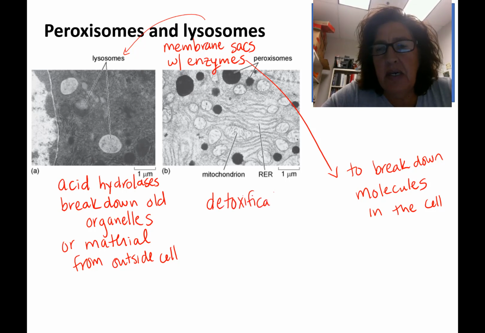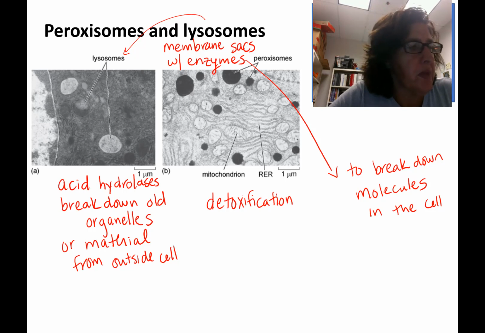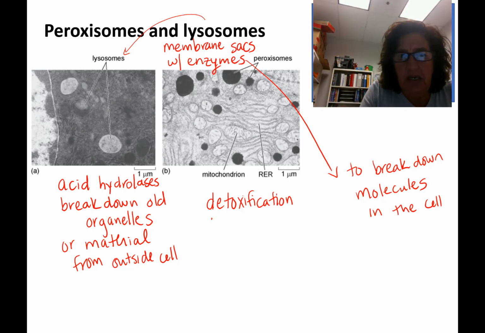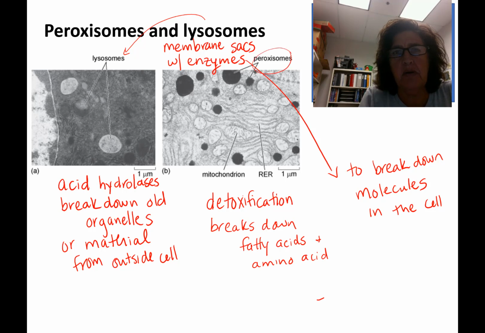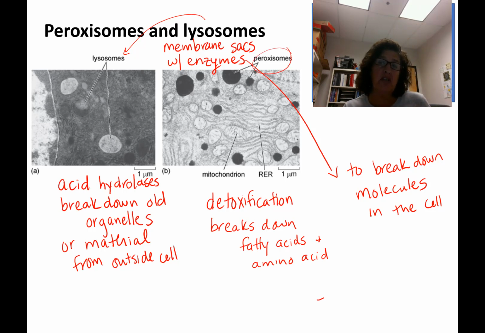different methods than the smooth ER. It also breaks down fatty acids, and amino acids, which are parts of proteins. So the peroxisome here is just a little bit more specialized, but they're both functioning to break down molecules, and they're both membrane sacs with enzymes.